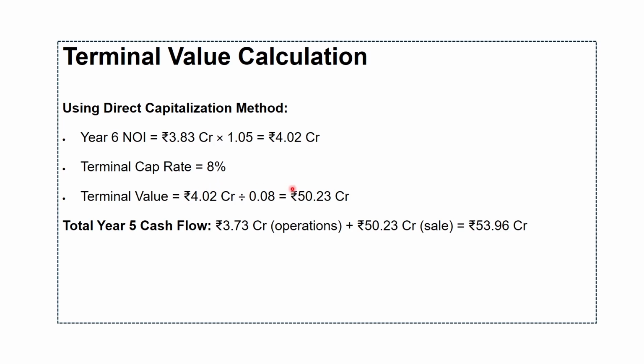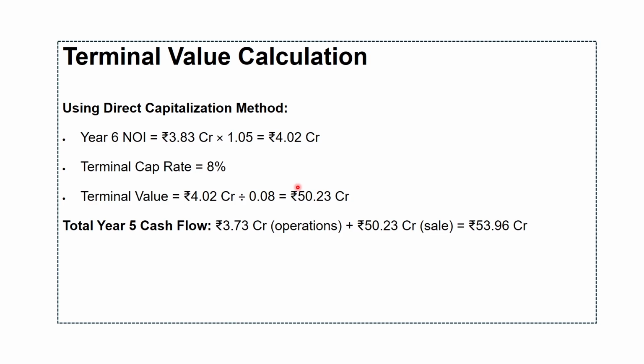Terminal value equals 4.02 crores divided by 0.08, resulting in 50.23 crores. The total year 5 cash flow combines the operating cash flow of 3.73 crores plus the terminal value of 50.23 crores, totaling 53.96 crores.